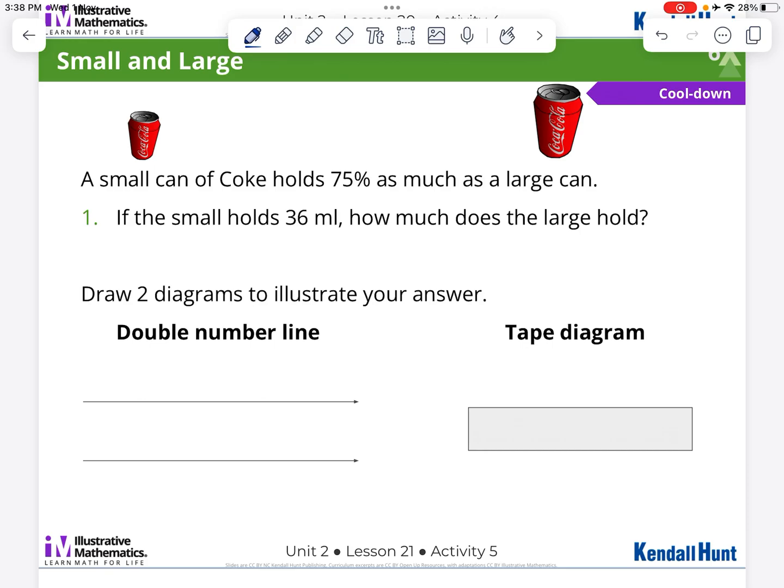Okay, so first of all, the 75% is the small can. And so the large can, it would be the whole thing. So that is going to be my 100%. So I need to make sure to include that information when I draw these.